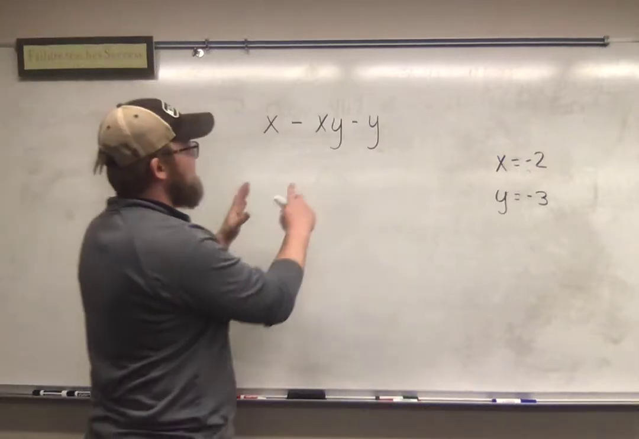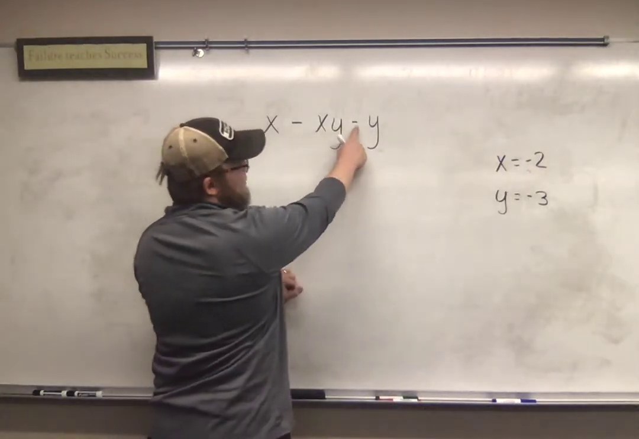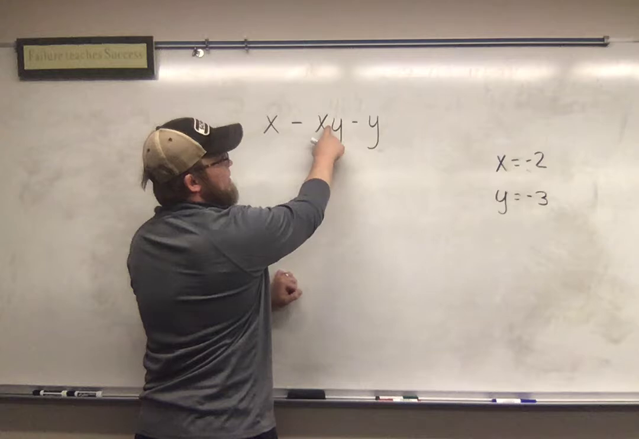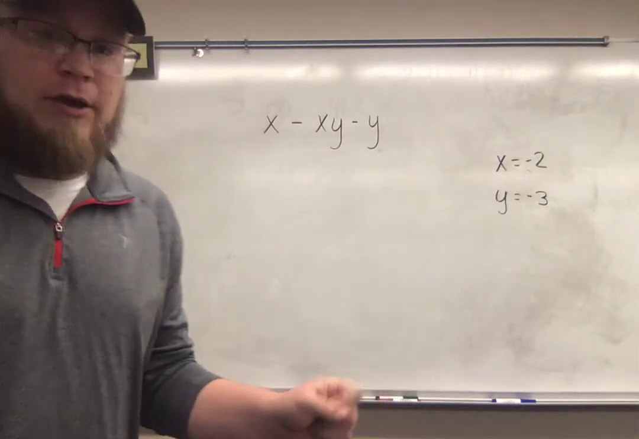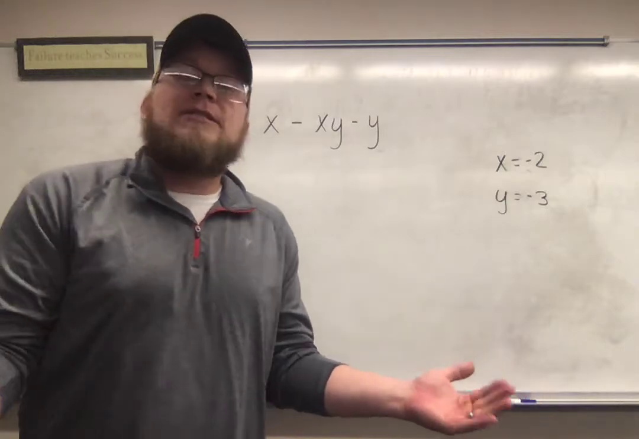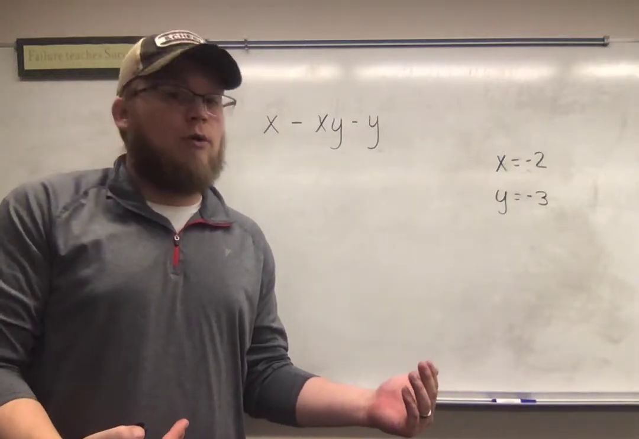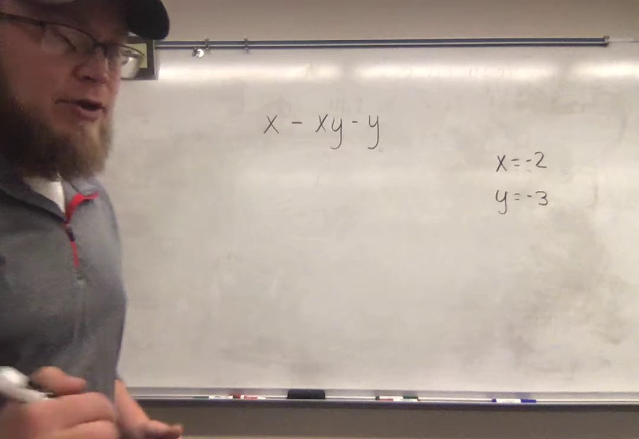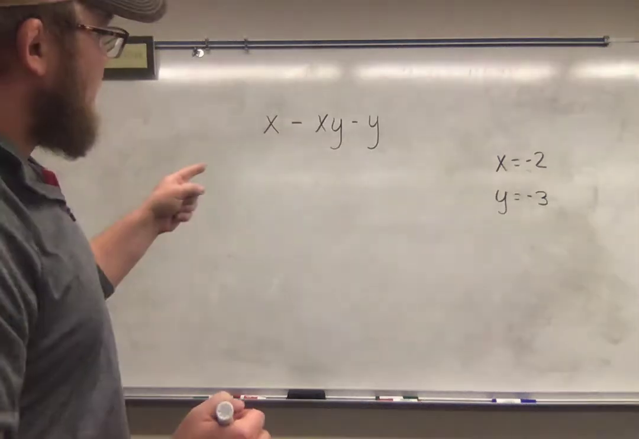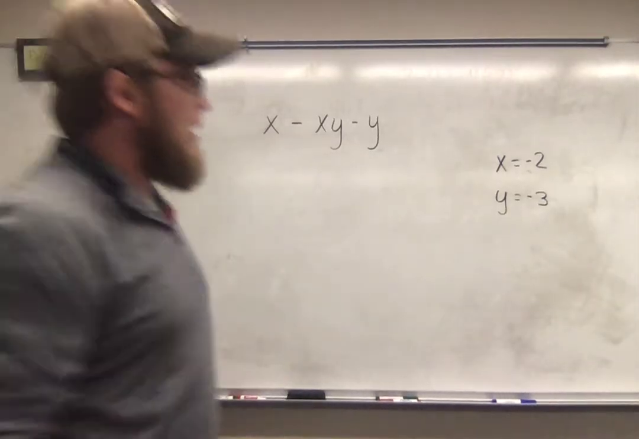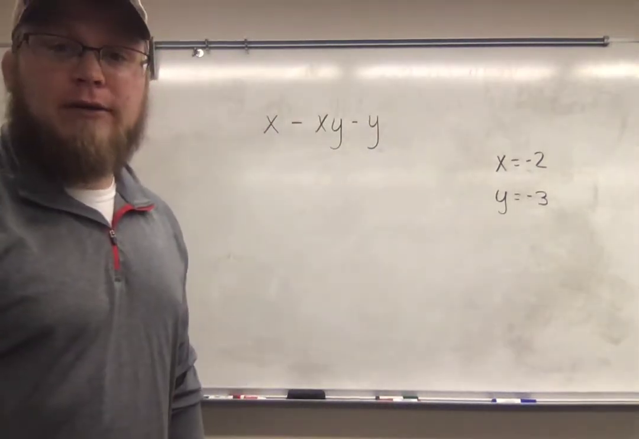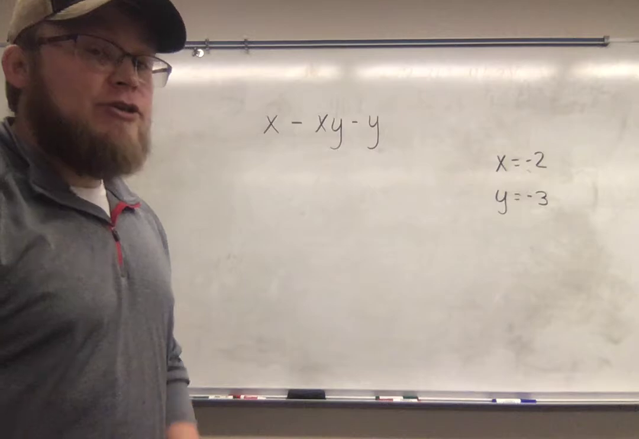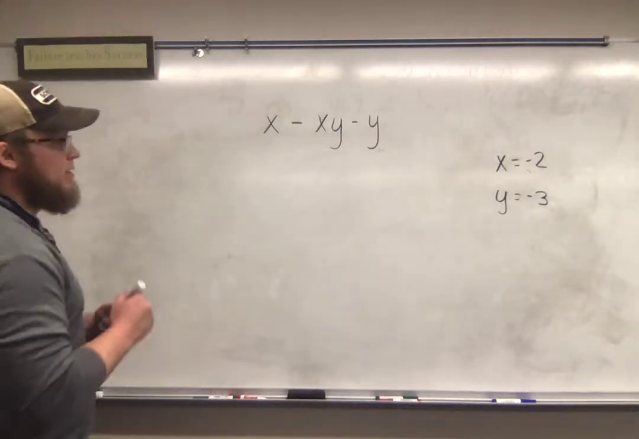Don't change any of the signs. Don't change this sign. Don't change this sign. And remember, when you have two letters next to each other, an x and a y, or just two letters in general, that means multiply. So don't change anything else. I'm going to plug those numbers in. It also wants you to plug in a -3 for the letter y. Again, don't change anything else that you see here.